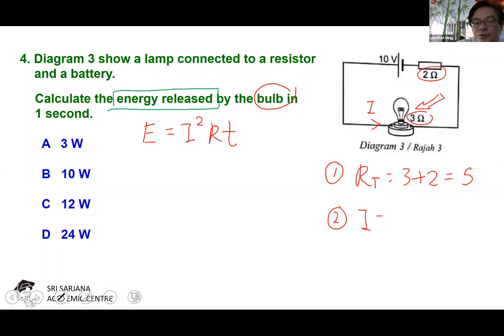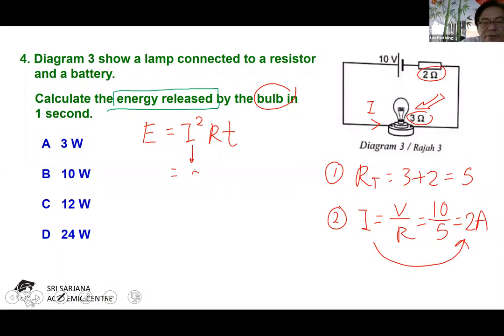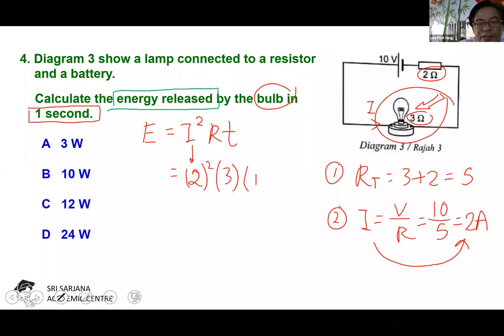We don't need the battery voltage here, just V over R. So you can see it's going to be 10 volt at the top over 5. Then it's going to be 2 ampere, because we got the current here. Just put into this formula here, with current 2 squared and the resistance of the bulb. We talk about the bulb, right? It's going to be 3. And the time they are giving us is 1 second, right? Then you put in 1 here. So you're going to have 2 squared become 4 times 3.